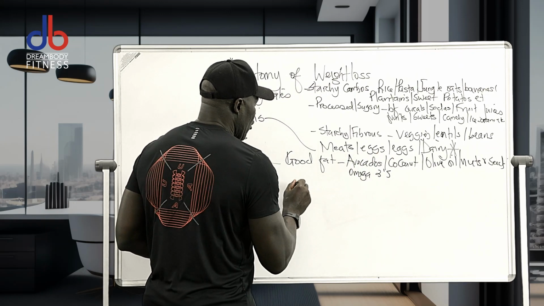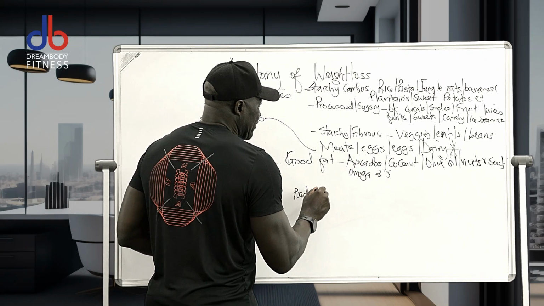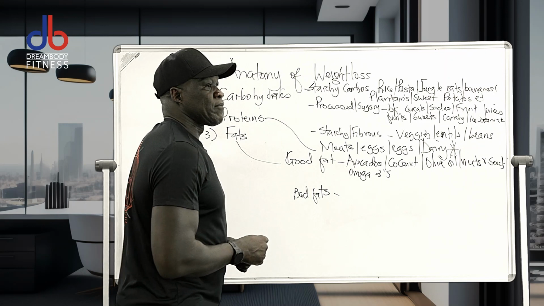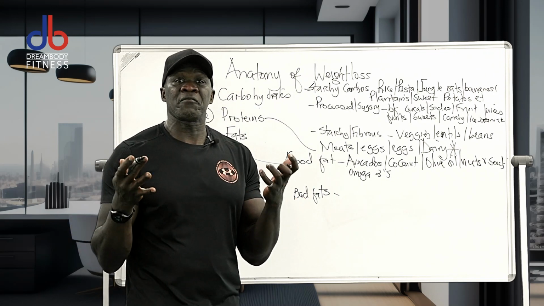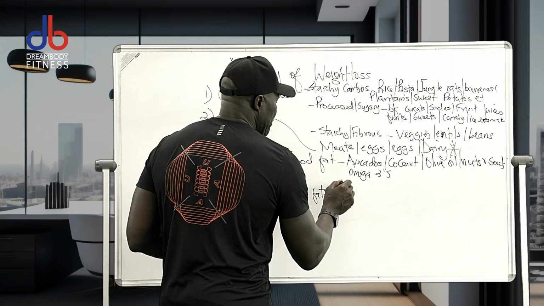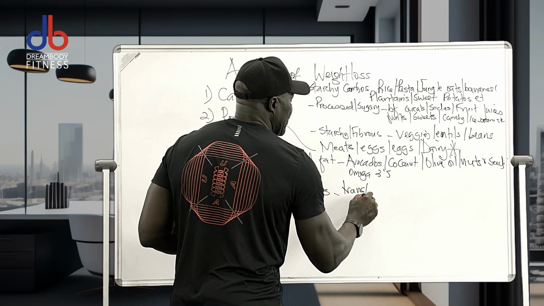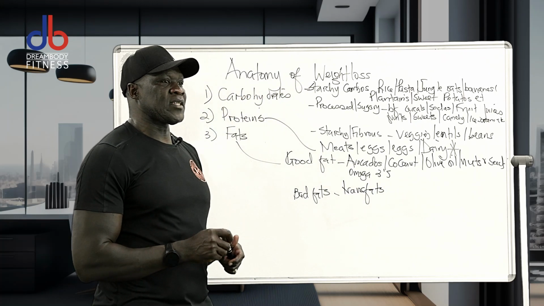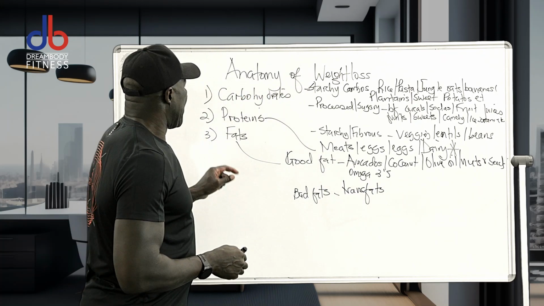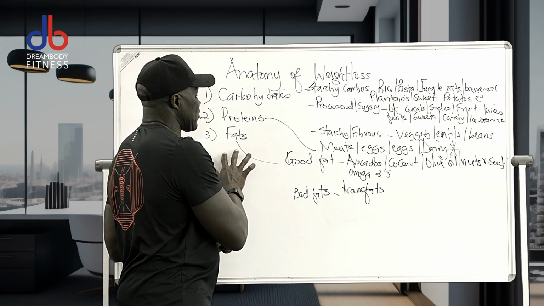And then we have what we call bad fats. These are the fats that clog your heart. These are the fats that clog your arteries. These are the fats that give you disease. These are the fats that kill people. And this, in most cases, is what we call trans fats. These are the fats that you get in your cakes, in your chips and all those. But today we want to focus more on carbohydrates and fats.